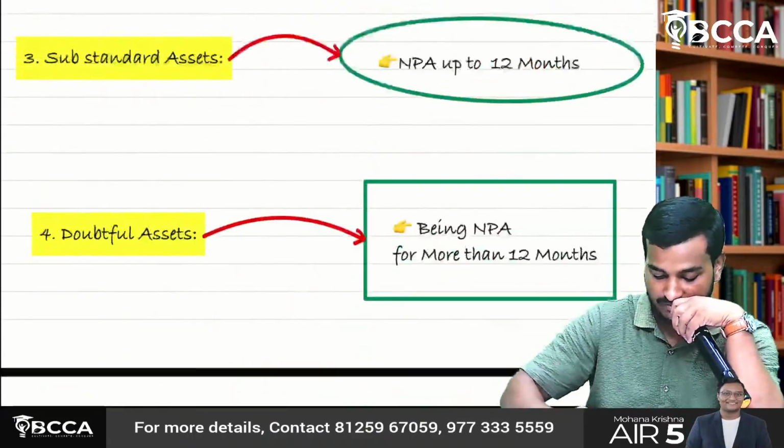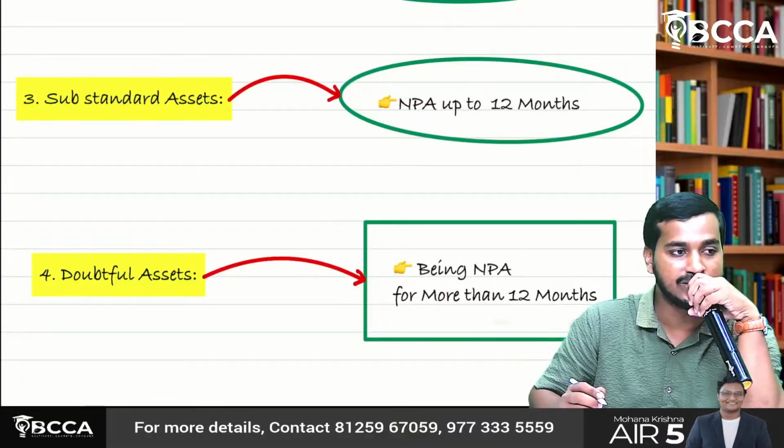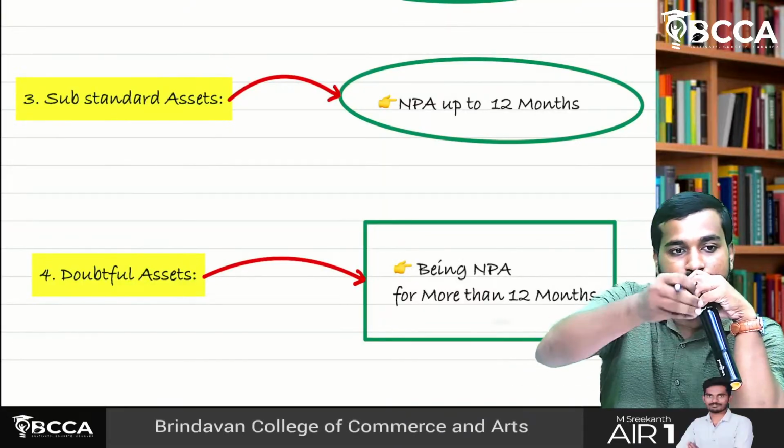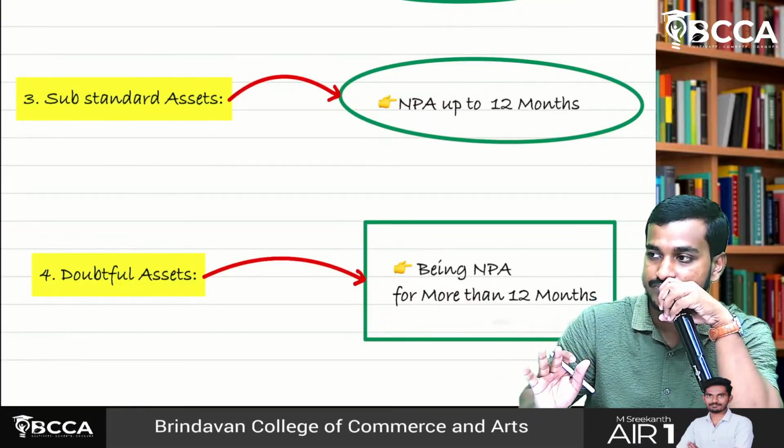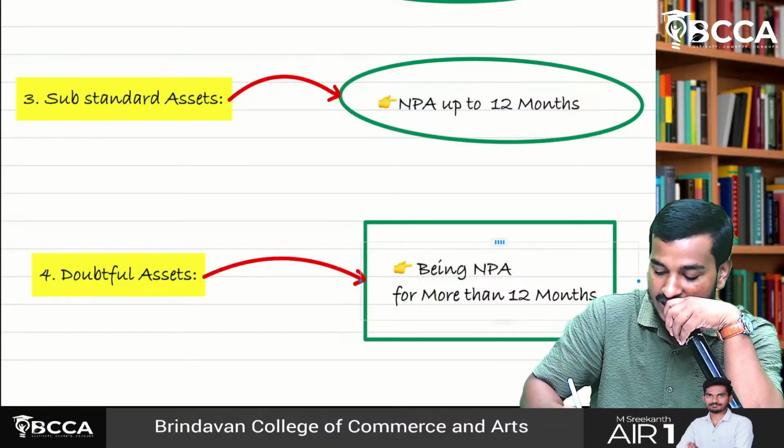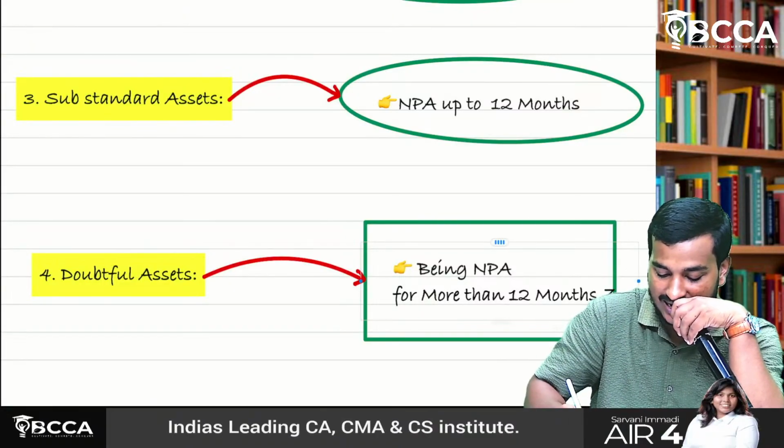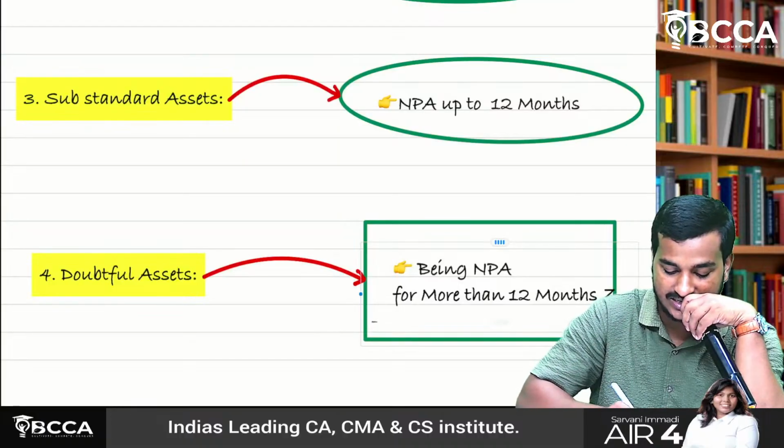I will give you notes. Substandard means he shifted from performing to NPA. From that date onwards up to 12 months, he is called a substandard asset only.